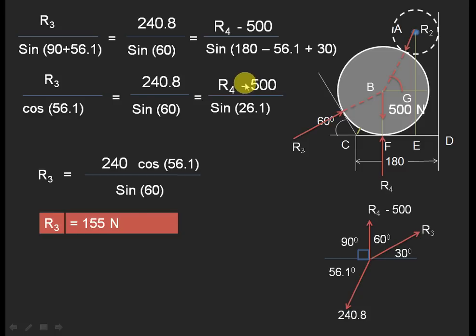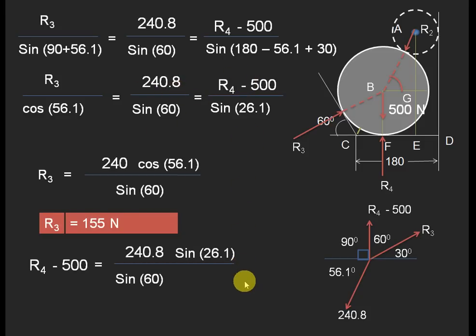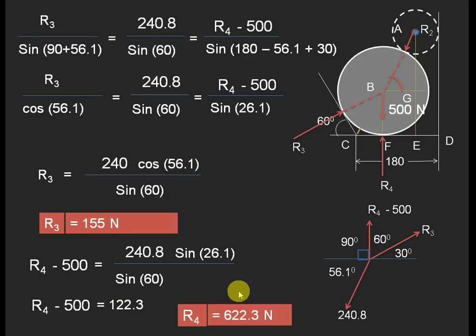Similarly for finding R4, take the second ratios. R4 minus 500 is equal to 240.8 into sine of 26.1 by sin 60. So R4 minus 500 is equal to 122.3, by simplification using the calculator. Now make it R4 is equal to: when you take the 500 to the right side, you need to add it to 122.3. Then we will be getting 622.3 newtons.